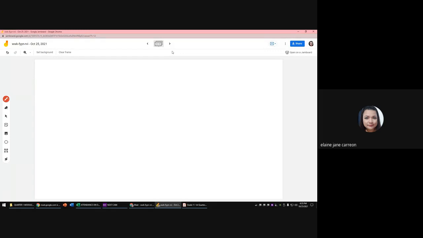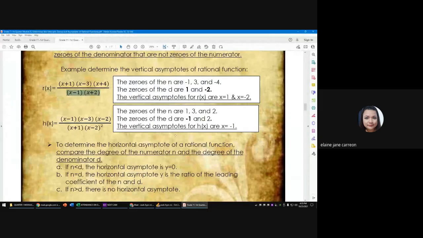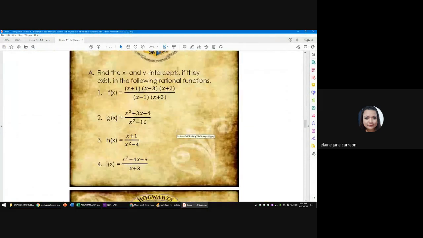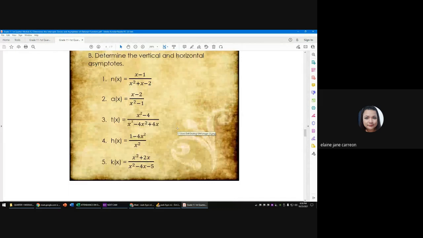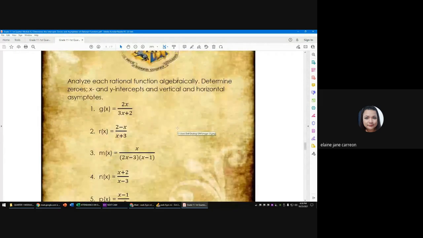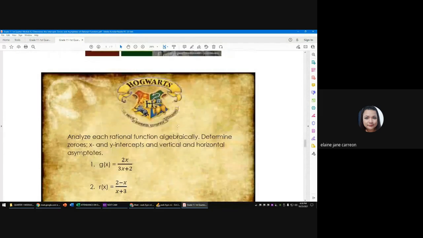Okay, next. Let's answer the assessment part. Meron pa tayong ano. Hanggang anong oras tayo? Alas 5, di ba? Meron pa tayong 25 minutes. Okay, ang sasagutin dito ay activity card lang. 1, 2, 3, 4, letter A and letter B. Letter B na 1 to 5 siya. So, we're going to answer the assessment part.